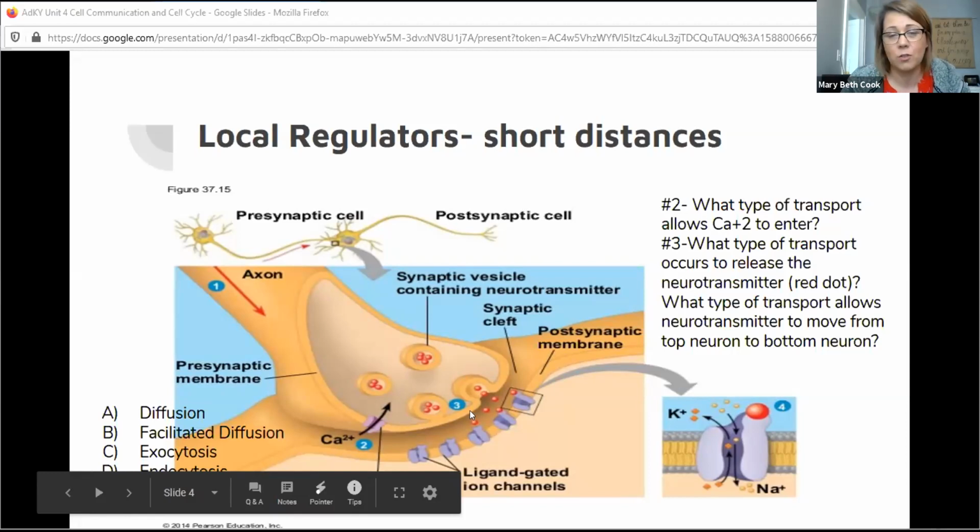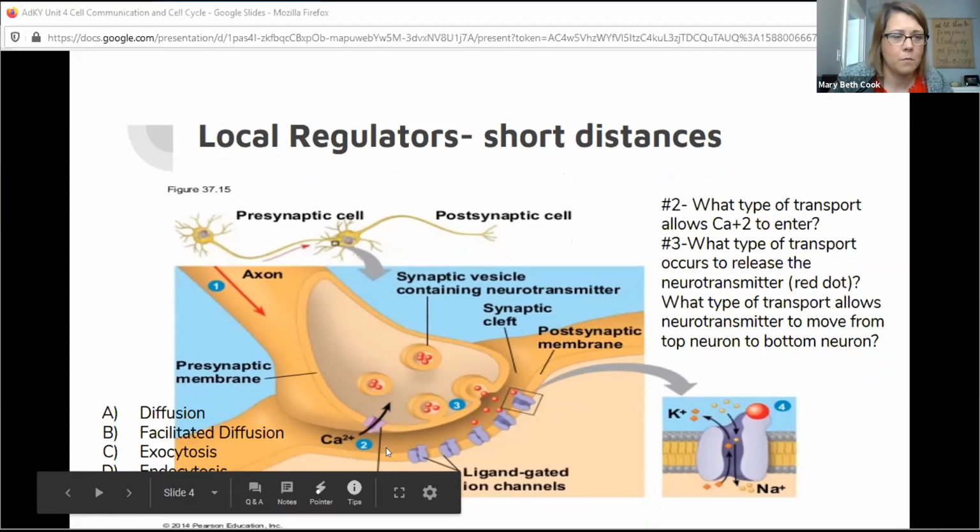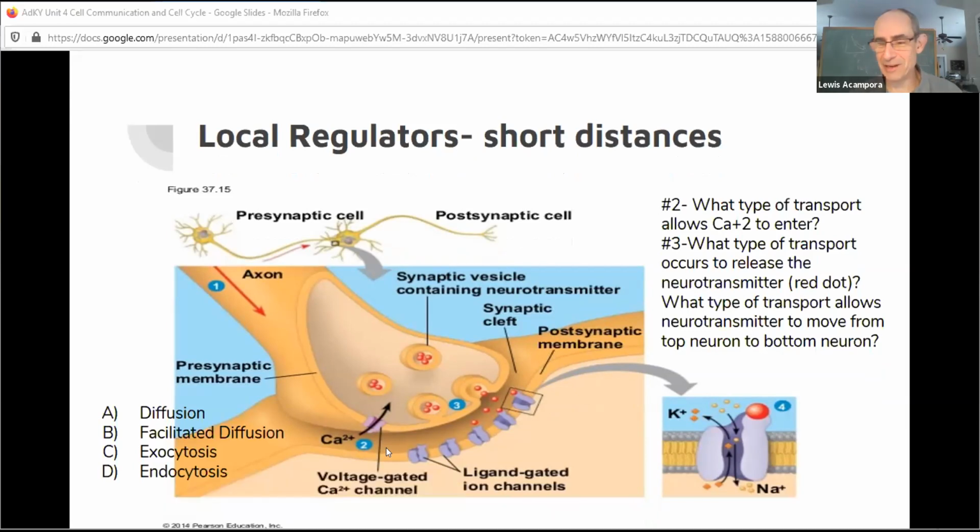My next question for you is, this part where it's releasing all those little red dots, what type of transport is that? So Lou, do you have your poll again? Thank you. Again, the part I'm asking you to look at is there at number 3. Those vesicles are releasing their contents, the neurotransmitter signal, the little red dot. So what type of transport occurs to release that signal? We'll give about 5 more seconds here. If you've got a good stab, and the polling is anonymous, students and teachers, so don't be afraid.